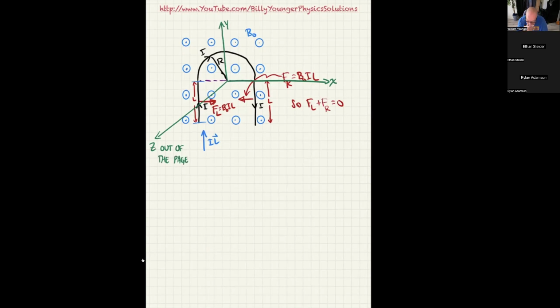Okay. Now, this is where we're going to use that equation dF is equal to I dL cross B. So we need a dL vector, which is a vector that's parallel to the wire at a small little segment. Because remember, we're now allowed to have a bent wire instead of just a long straight one. So it has to be applied at a certain spot.